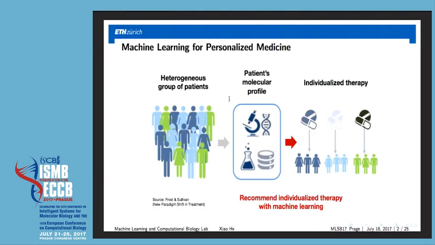So we're all talking about personalized medicine. Let's review it. We assume that many diseases are rather heterogeneous, and we want to recommend the most promising drugs based on patients' molecular profiles. And we would like to use the patient database and machine learning models to do this recommendation.